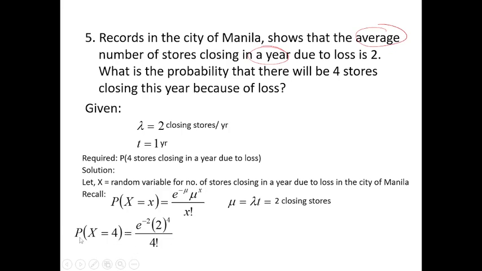And we apply the formula. So the random variable is equal to 4, 4 stores closing in a year due to loss. What's the probability that there will be 4 stores closing in a year due to loss, if the average number of closing stores in a year is 2? So the answer is 0.0902. So there's a 9.02% chance that there will be 4 stores closing in a year due to loss in the city of Manila. So that is our answer.